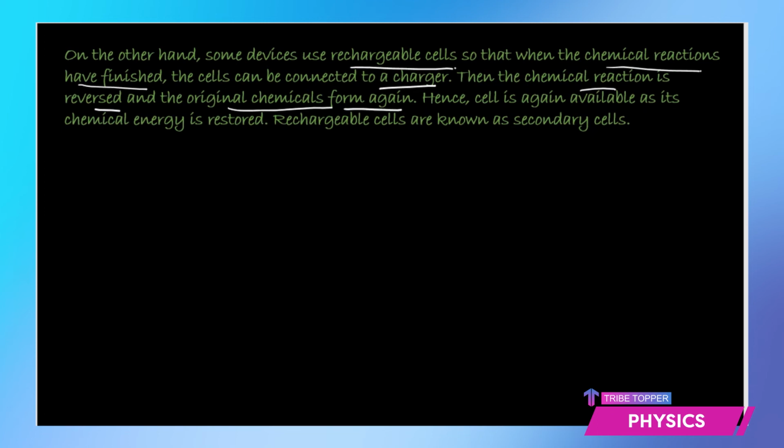So in a way, while recharging a cell, the electrical energy is being converted into chemical energy. It is being stored as chemical energy in the cell. Once the cell is fully charged, the cell is again available as its chemical energy is restored. So rechargeable cells are known as the secondary cells. These are not use and throw type cells. They can be used again and again by recharging.